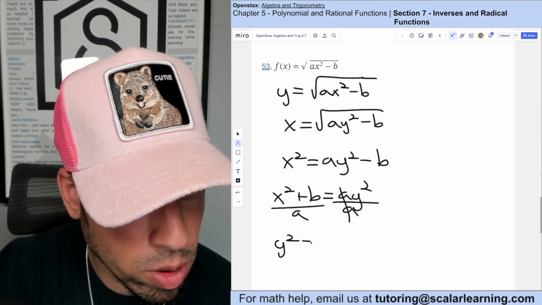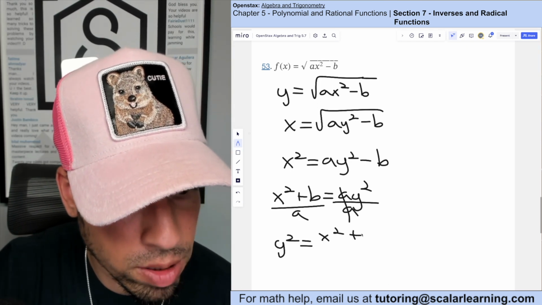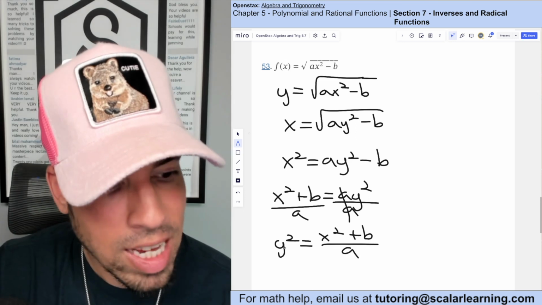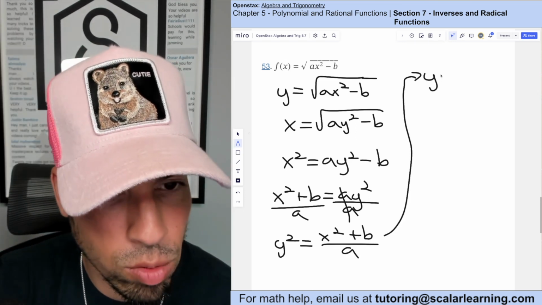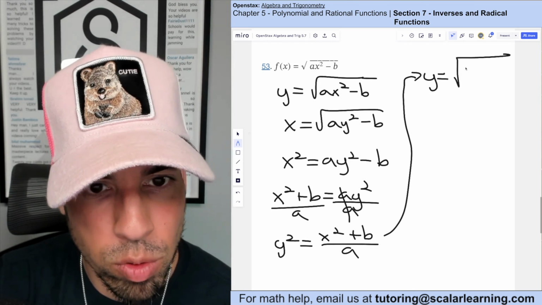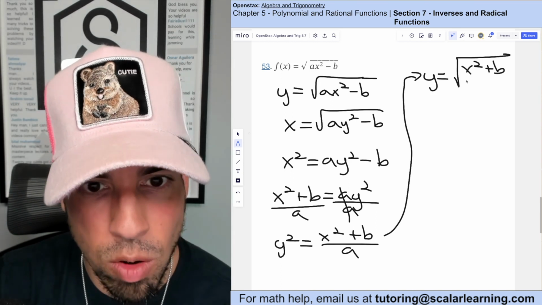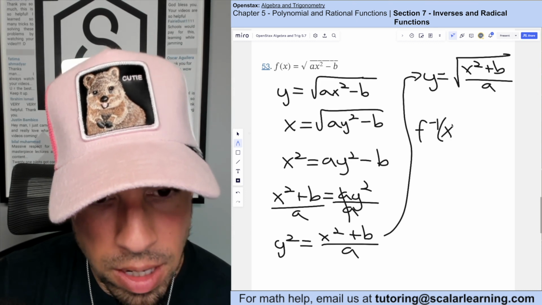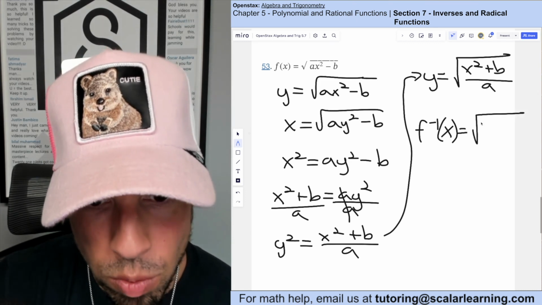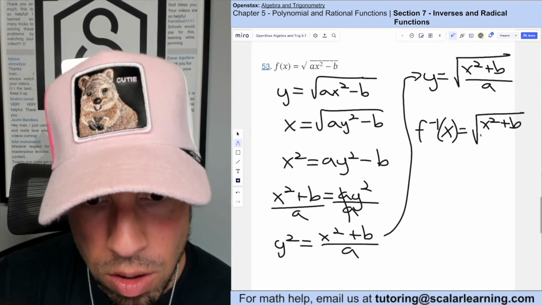Now I have y squared equals (x squared plus b) over a. Last but not least, I'm going to square root both sides. We're going to write it up here: y equals the square root of (x squared plus b) over a. Last but not least, to put this into function notation, f inverse of x equals the square root of (x squared plus b) over a.